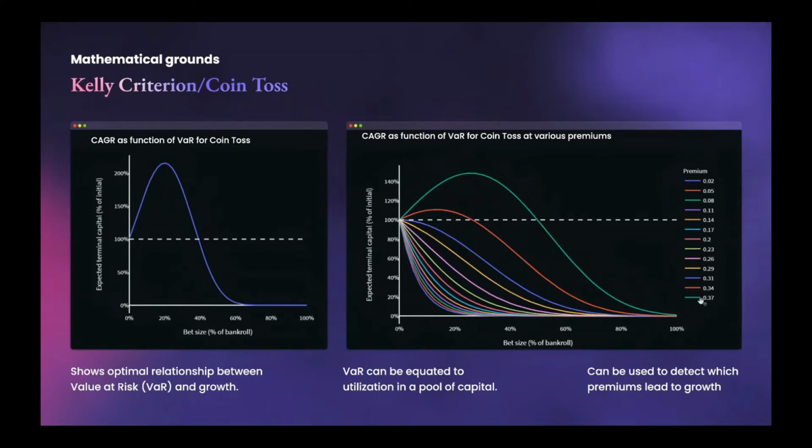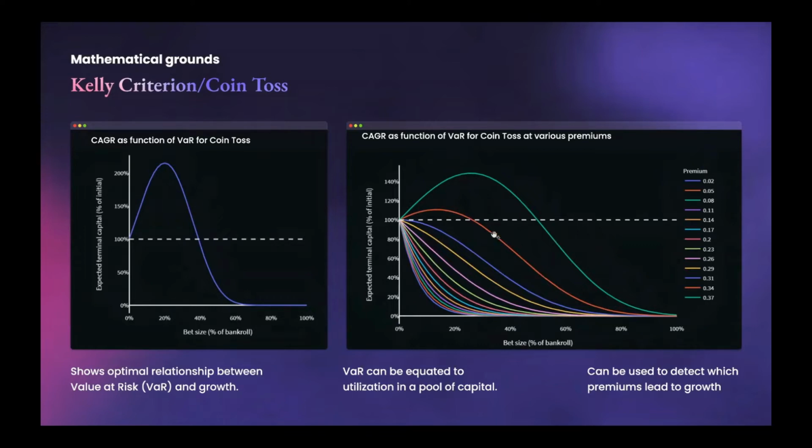And you can see two things. You can see that for some premiums, there is no utilization. It doesn't matter whether it's a low or high util, the premium is just not enough to give the LP an expectation of growth, right? So these are all premiums that you should discard. So right away, it's giving you the functionality of filtering out the premiums that lead to ruin versus the premiums that lead to gains.